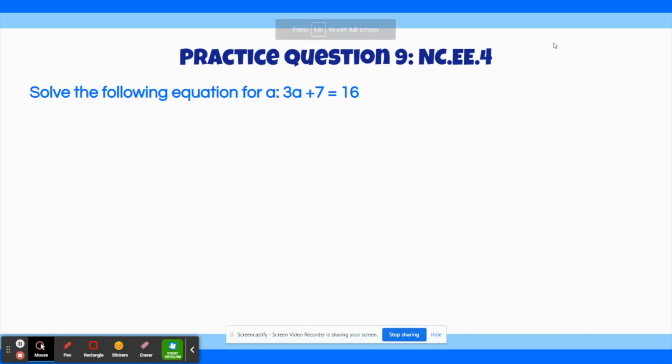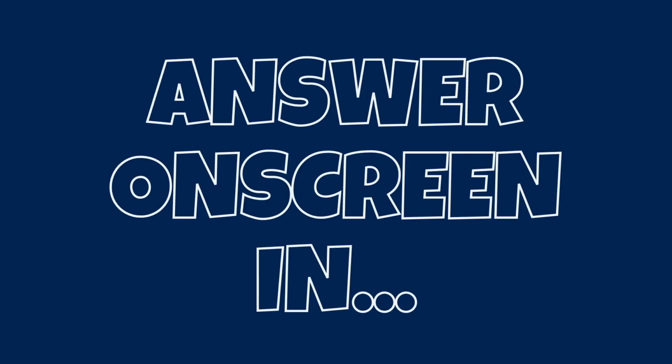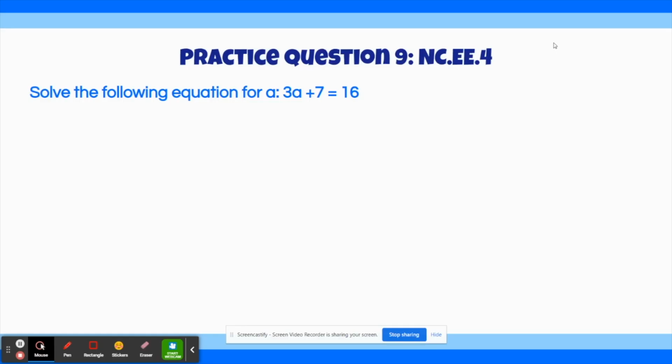Okay, practice question number 9 says, solve the following equation for A. 3A plus 7 equals 16. So again, you can pause the video and solve this one by yourself, and when you're ready to see the answer, you can play the video. Okay, the correct answer to this question is A equals 3.